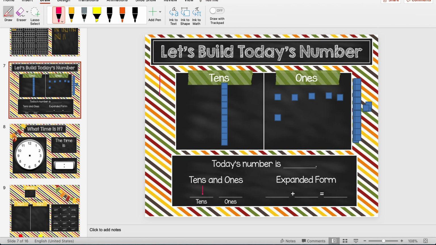Good. Did you write down this? Oh, did you write down that? That's wrong, isn't it? Tricked you. Okay. Well, what number is actually there? 16. We have 1 10 and 6 ones, and we call that 16. A 1 and a 6 is 16.